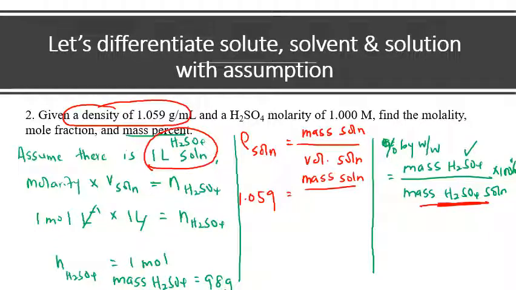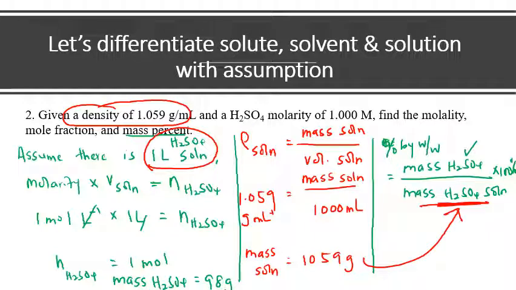But here, because the unit is gram per ml, we have to change the liter to ml, which will equal 1000 ml. So the mass of solution is equal to 1059 gram. So this 1059 gram goes over here, and the 98 gram will move to here. Then you press the calculator, and you will get the answer percentage.